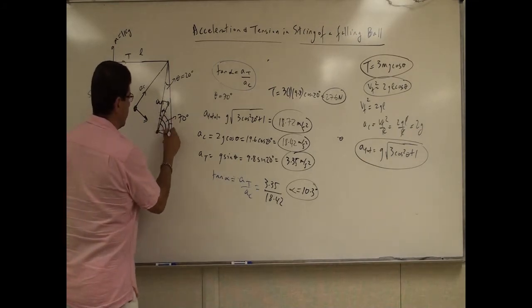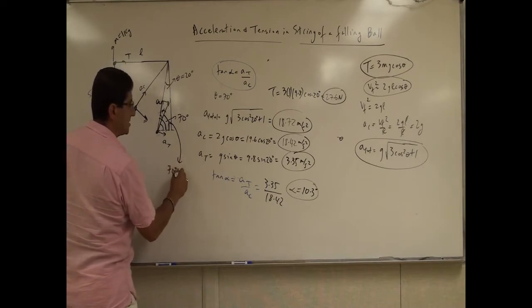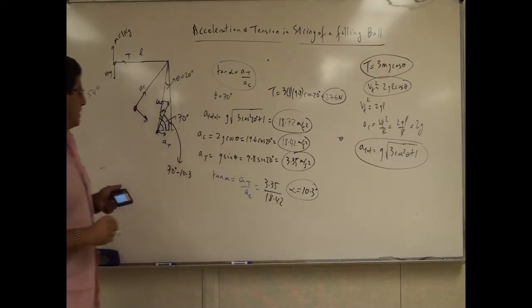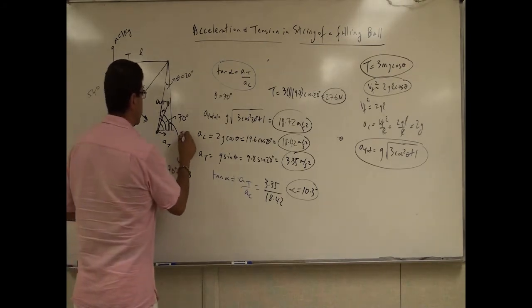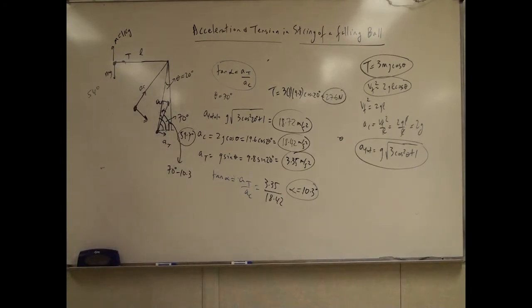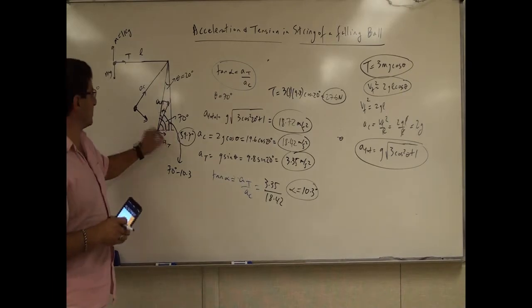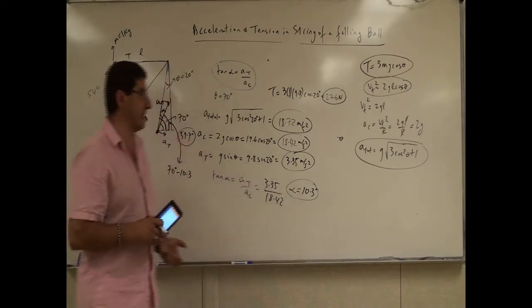So this piece here is going to be what? 70 degrees minus 10.3, right? And that's going to be 59.7 degrees. So now the total acceleration is going to be 59.7 degrees above the x-axis, because this whole thing was 70, and then I subtracted alpha from that, right?